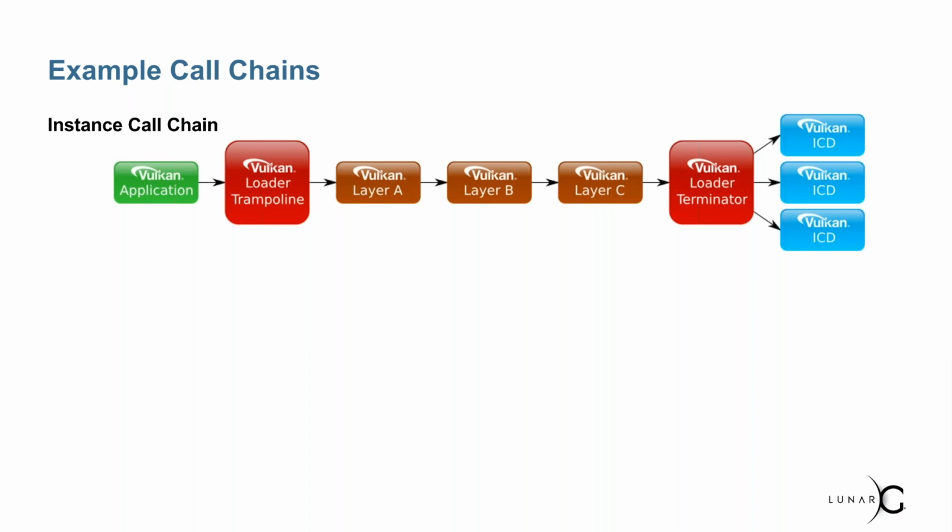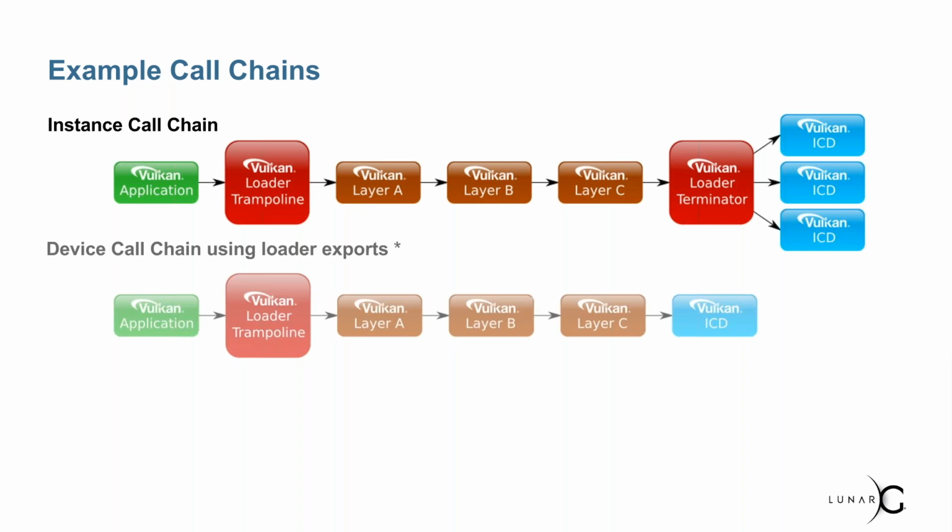So now we get to the instance versus device call chain. Here's the diagram you keep seeing over and over again. You see the application triggering the loader trampoline, then it goes through whatever layers are enabled, then it hits the loader terminator and goes to all ICDs. As I mentioned, for a device call, you can drop that terminator because you're going directly to one ICD.